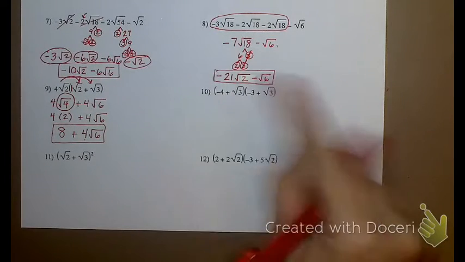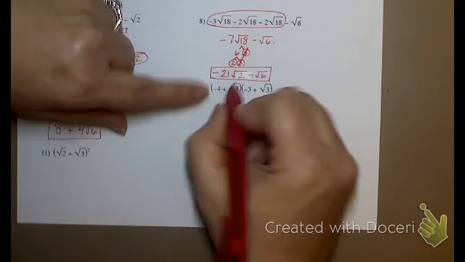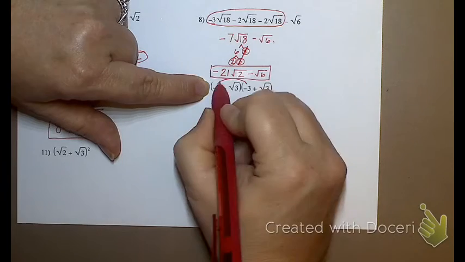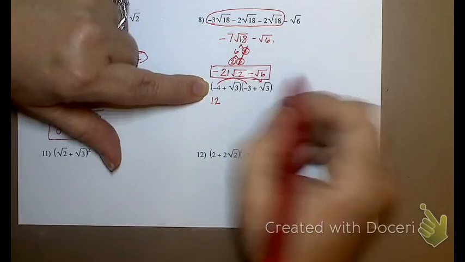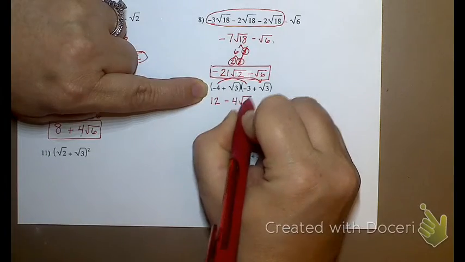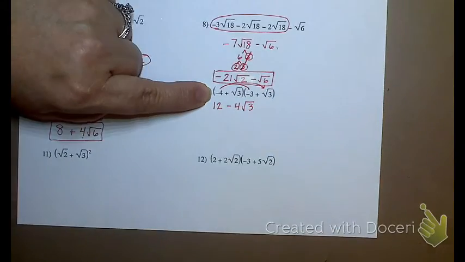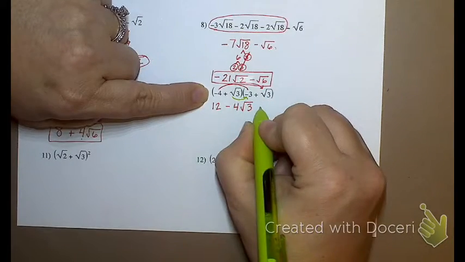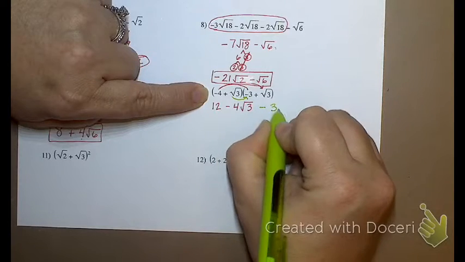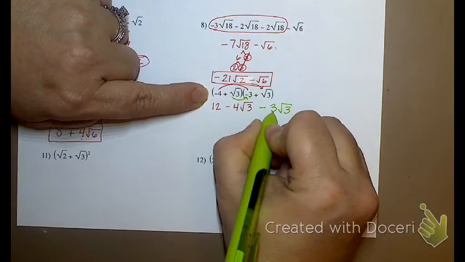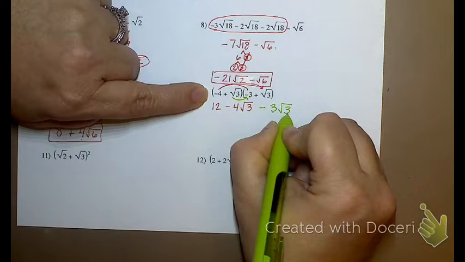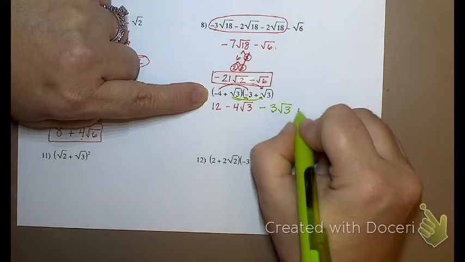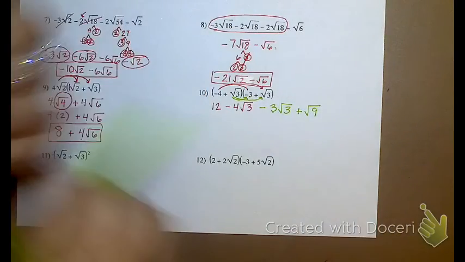This was the one where I have to double distribute, right? So let's see. Negative 4 times negative 3 is what? Positive 12. What's negative 4 times radical 3? Negative 4 radical 3. And then if I do the other one, that would be radical 3 times negative 3. What would that give me? Negative 3 radical 3, because I have a negative 3 outside and a 3 inside. And then what's radical 3 times radical 3? Positive radical 9.